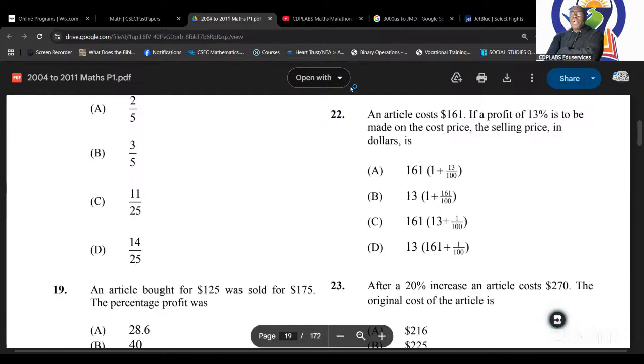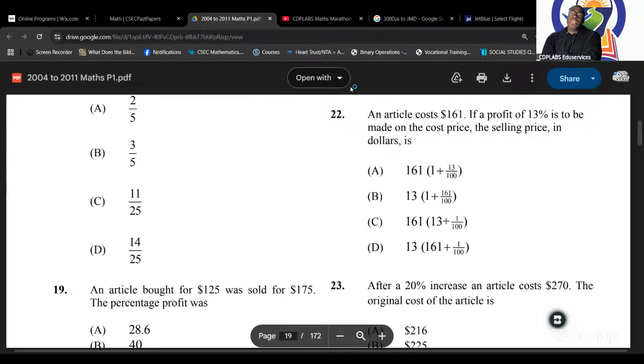Okay. All right. So this is saying to us then, an article costs $161, right? So if a profit of 13% is to be made on the cost price, then the selling price in dollars is what? So we'll have to find 13% of the cost price itself, and then we would add that back to the cost price. So therefore, yes, A is correct.